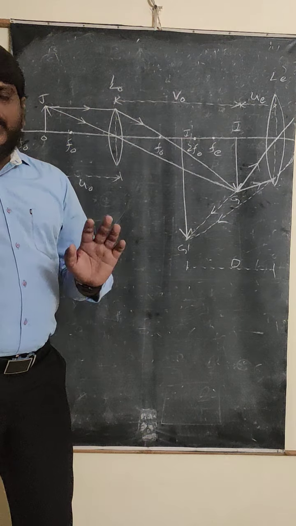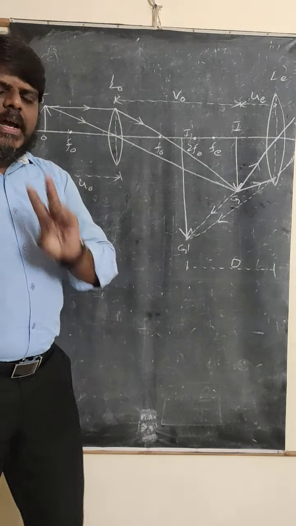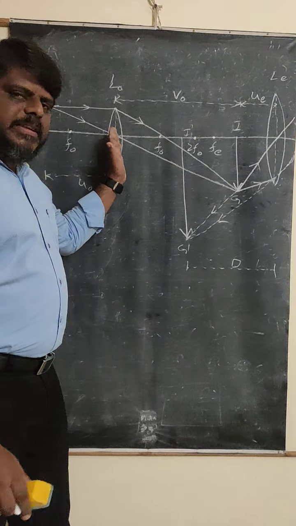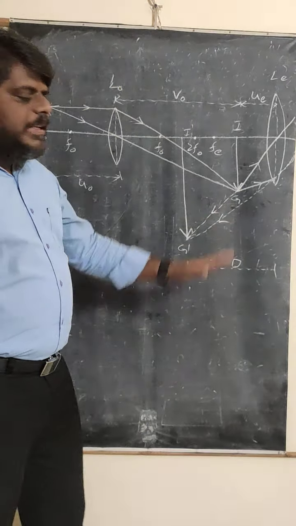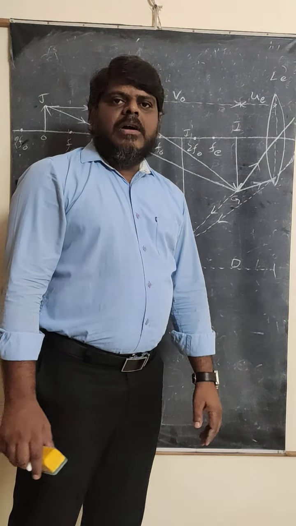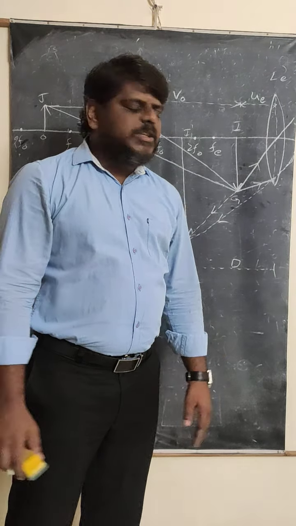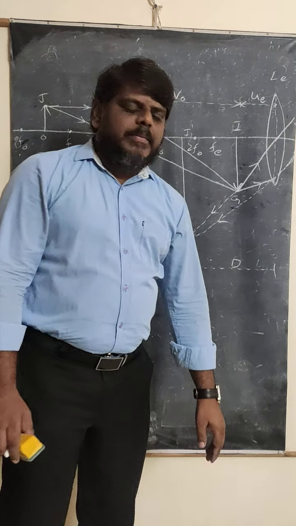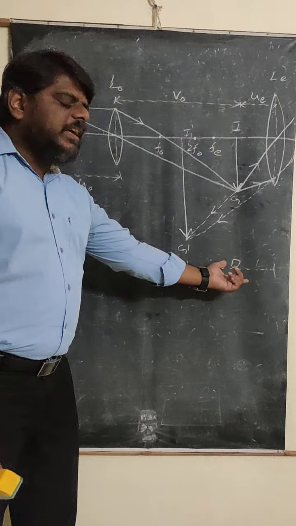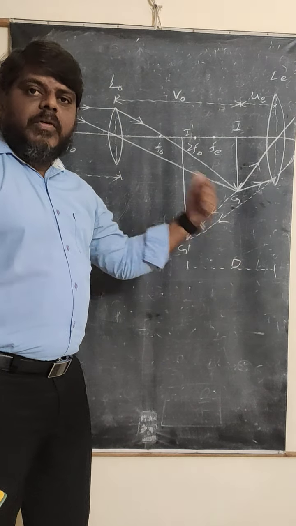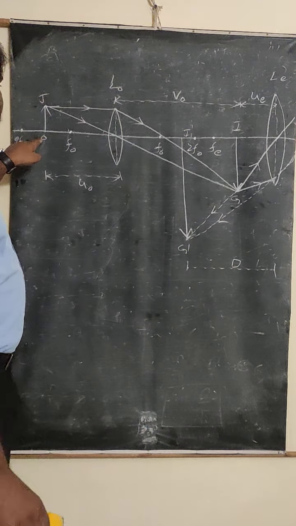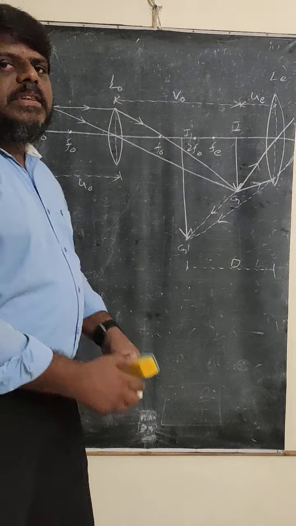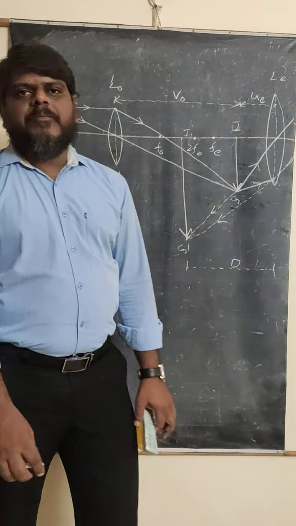So totally, how many times is the image produced? Two times. First the image is produced by the objective lens, and the final image is produced by the eye lens. Overall, who is producing the final image? The eye lens. And where is this final image produced? At the least distance of distinct vision. And where do you place the object? The object is placed between f0 and 2f0. So these are the conditions you need to remember here.